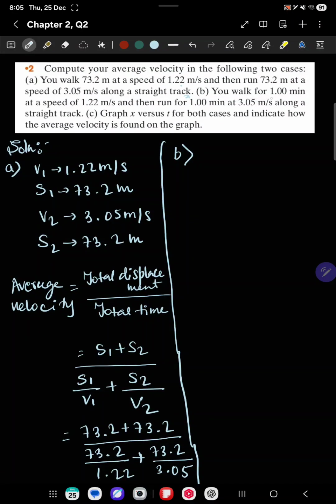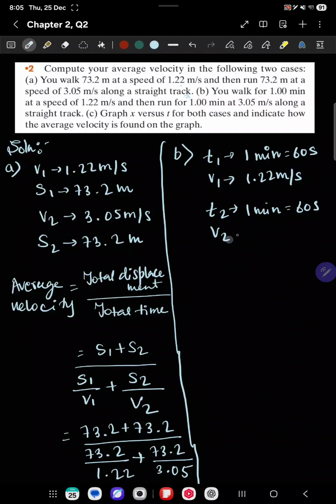Now coming to the second part. The second part is saying t1 is given as 1 minute. So we are writing 1 minute as 60 seconds at a speed of 1.22 meter per second. It means v1 is given as 1.22 meter per second. Again t2 is given as 1 minute, which we can write as 60 seconds, and v2 is given as 3.05 meter per second.